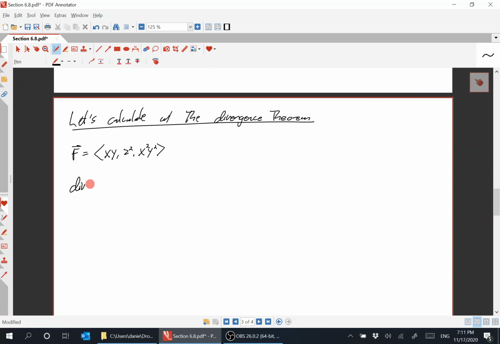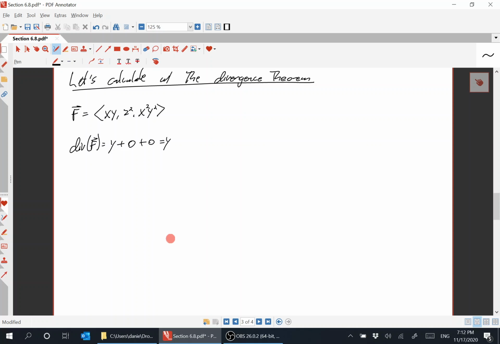So the divergence of F is equal to the partial derivative of this with respect to x, that's y, plus the partial derivative of z squared with respect to y, that's 0, plus the derivative of x squared y squared with respect to z, that's 0. So it's just y, right? Another reason why this could be useful, especially when you're dealing with polynomial type vector fields, is that when you take derivatives of polynomials, they get simpler, typically.